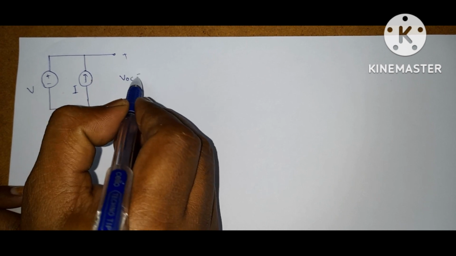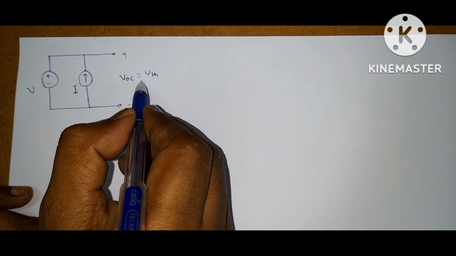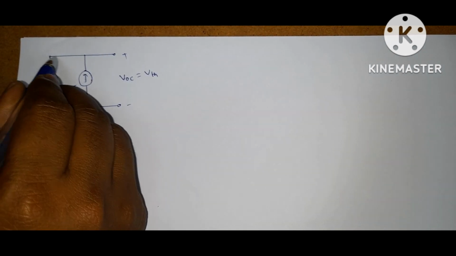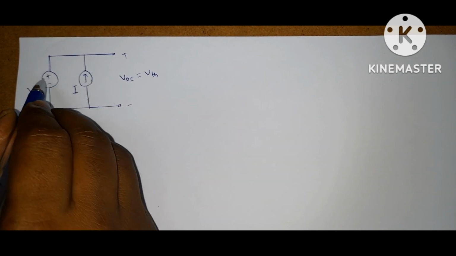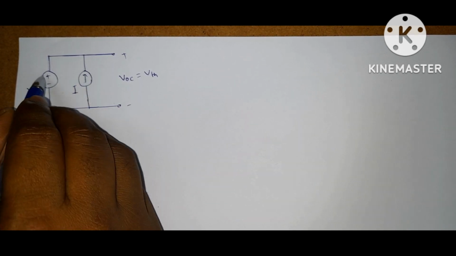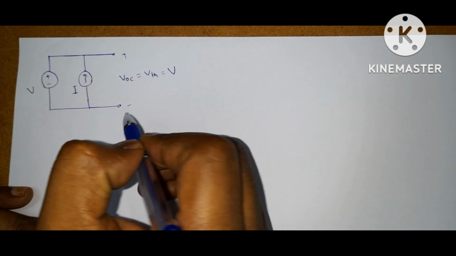VOC is equal to VThevenin. So what is VThevenin? These two are connected in parallel, so the voltage across these two sources is the same, so VOC is equal to VThevenin, equal to V.